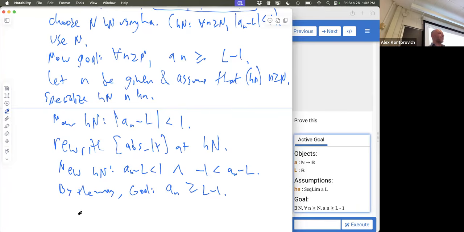So now the final solution is linarith with what goal? Hn, I think, won't work. Hn.2 will work. We want the second part of Hn, and that will solve this goal.